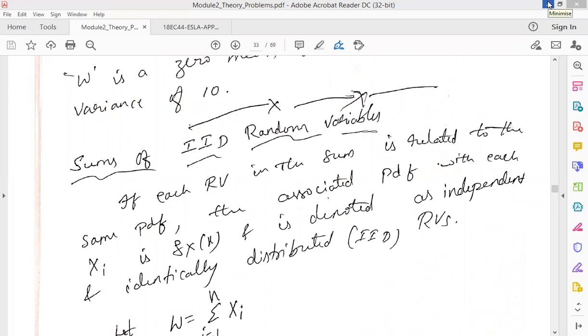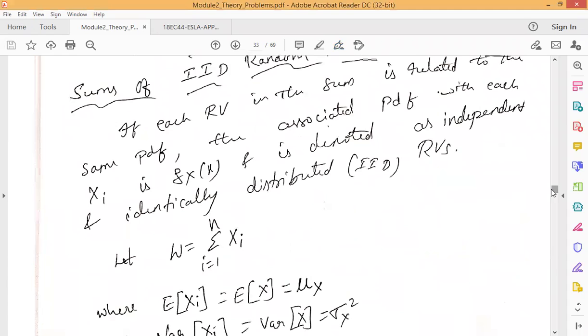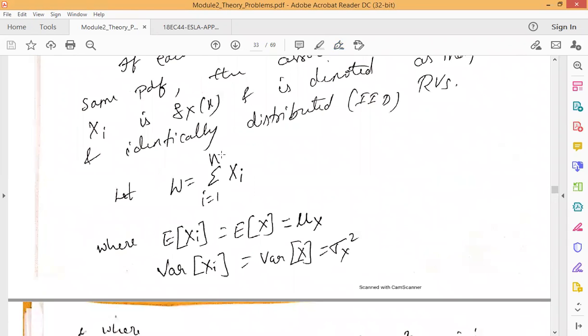Okay. So here we are going to consider such random variables. Suppose you have n independent random variables; in such a case we can assume W as summation i equal to 1 to n of xi. So here we'll have n independent random variables designated as x.